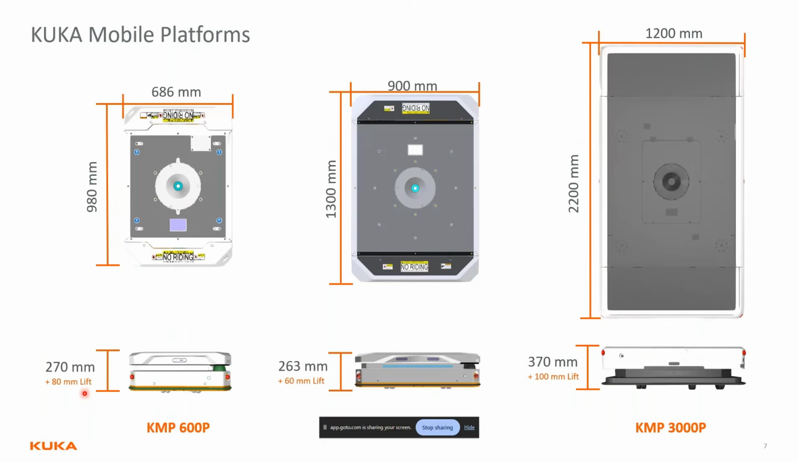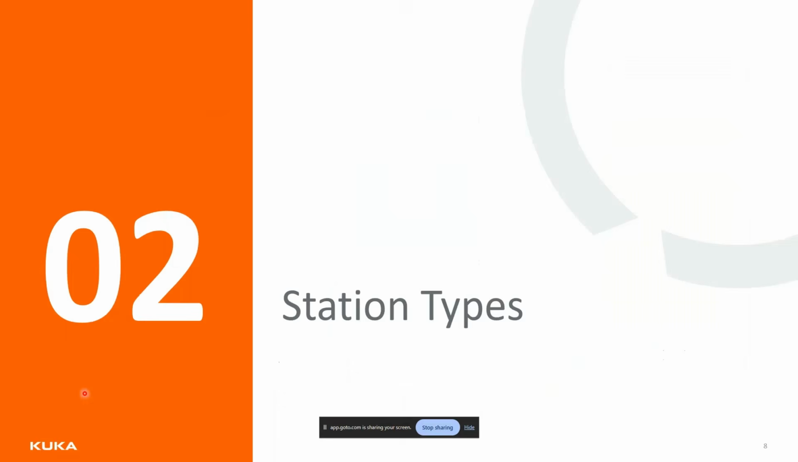Here I show the different dimensions for the 600p on the left, 1500p in the middle, and the 3000p. So this is the length, width, and height for the different models, and also the lifting strokes for these. So when you're designing your rack or bracket, you want to know which KMP type you're going to be using, so you design it for the correct size, correct type.